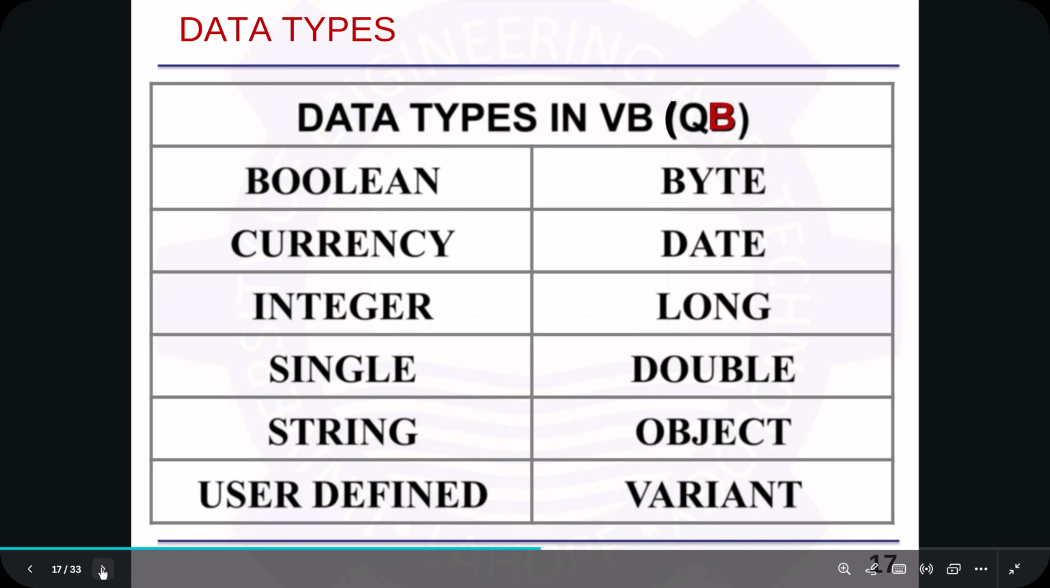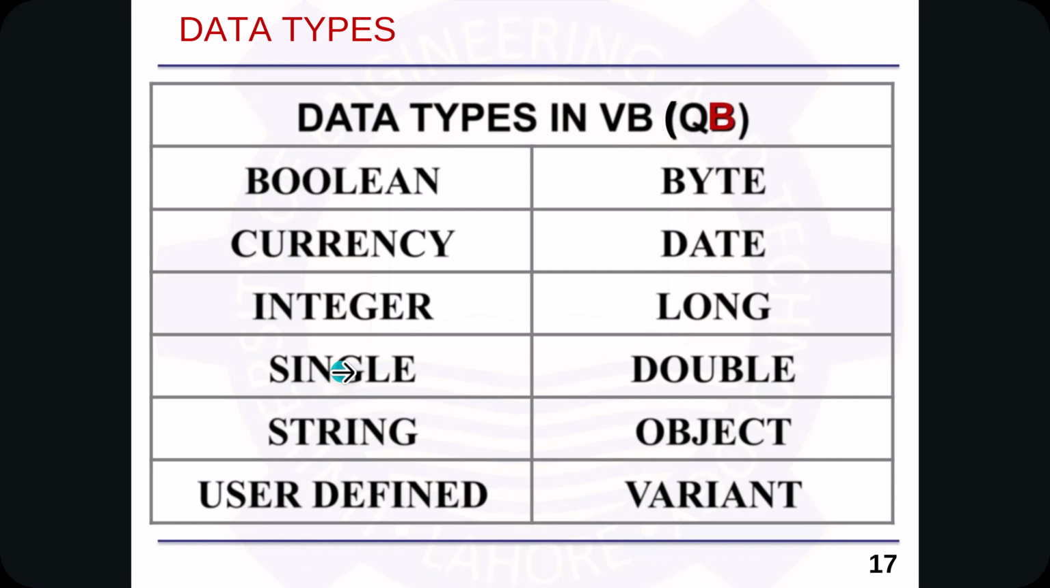You realize that in QBasic, we will take out a few of these data types, not all of them, so that we will utilize them as we move forward. So let's talk about some of them. Let's list them. Let's mention them. We have data types like Boolean, currency, integer, single, string, user defined, byte, dates, long, double, object, and variant.